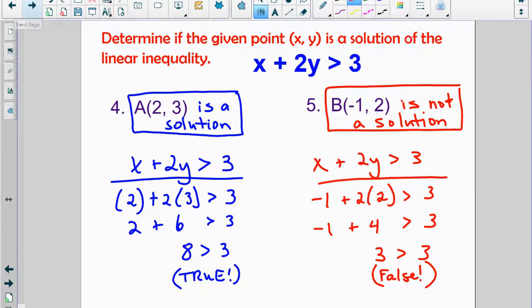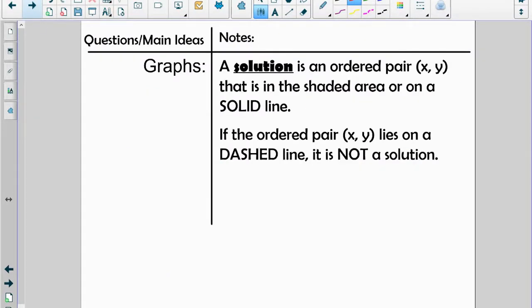Let's take a look at how we would tell by looking at a graph what the solutions look like. So on a graph, a solution is an ordered pair or a point on the graph that is either in the shaded area or on a solid line. If the ordered pair, the point, is on a dashed line, then it's not a solution. Okay? So it's a solution if it's in the shaded area or on a solid line. But if it's on a dashed boundary line, then it's not a solution.